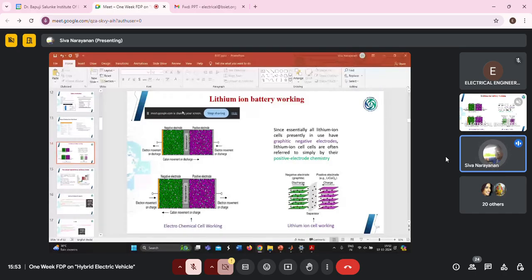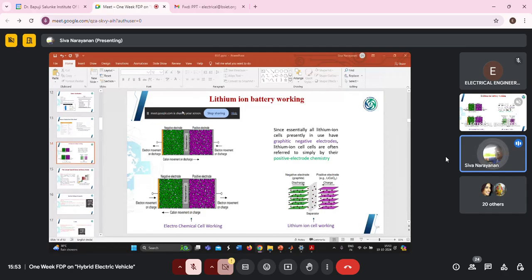So what happens in the positive electrode? You choose a material in such a way that some electrochemical process will happen, and the electrons and ions will be separated. Similarly, in the negative electrode also, electrons and ions will be formed. Now the role of the electrolyte is that it allows only one type of material to travel from the negative electrode to the positive electrode. It allows only the ions to travel from negative to positive.